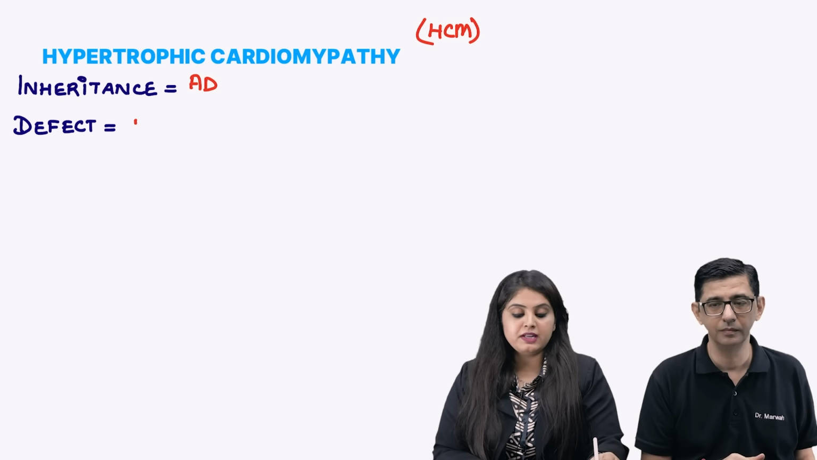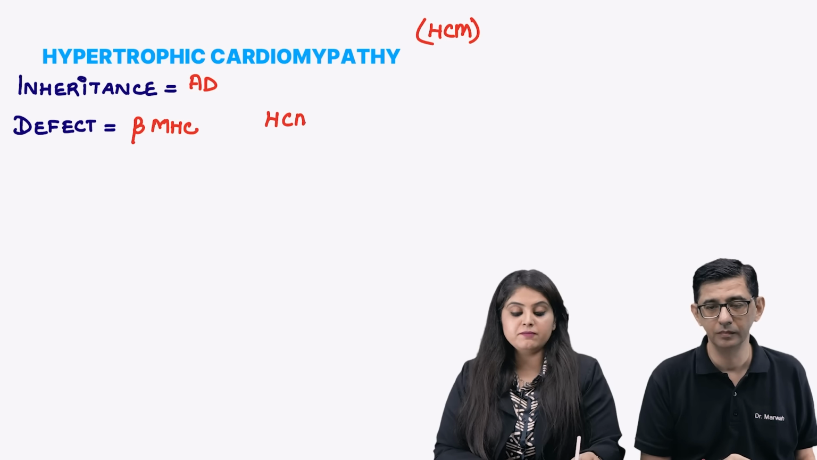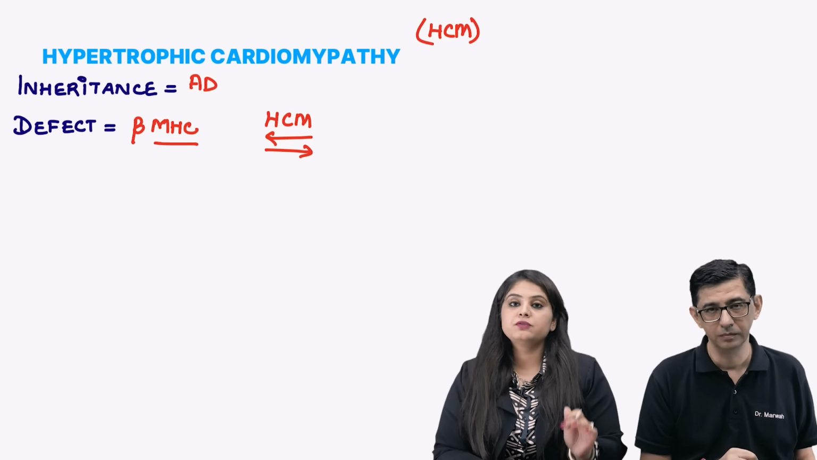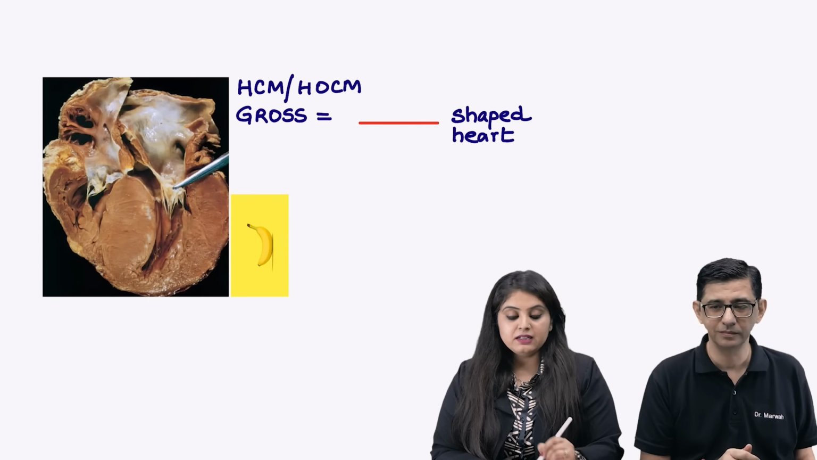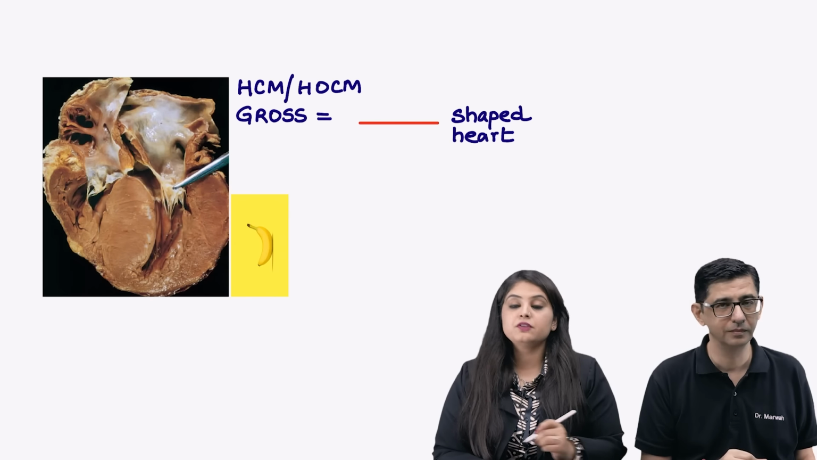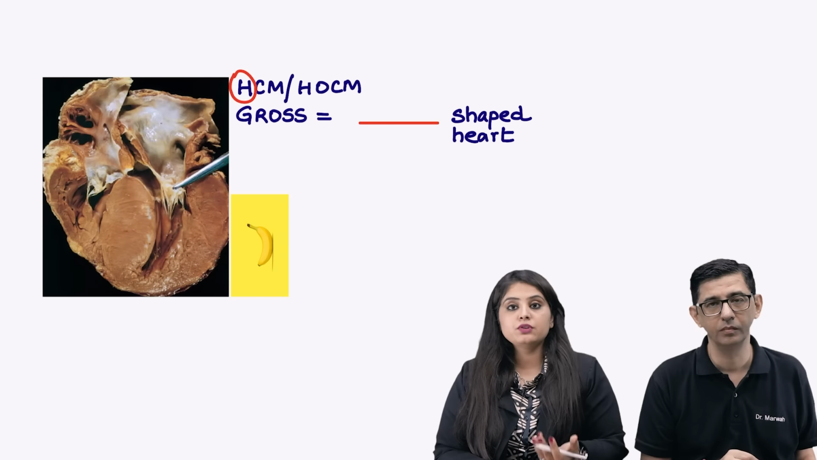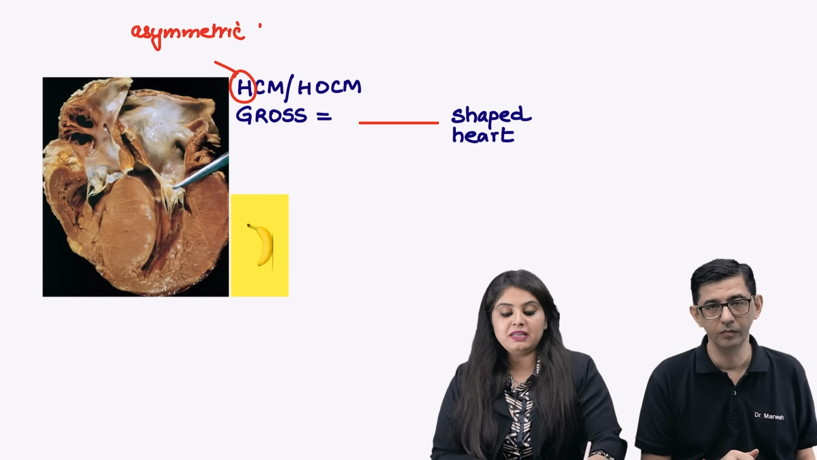So beta myosin heavy chain or MHC, and there's a very easy way of learning it: when you go for HCM, which is hypertrophic cardiomyopathy, if you rearrange the alphabets, you get the name of the gene also. That is one of the common ones that have been found over here. So I think I can directly explain with the help of this diagram or autopsy of the heart, which shows that the name suggests hypertrophy, and this is very characteristically defined as asymmetric hypertrophy. So what do we mean by that?